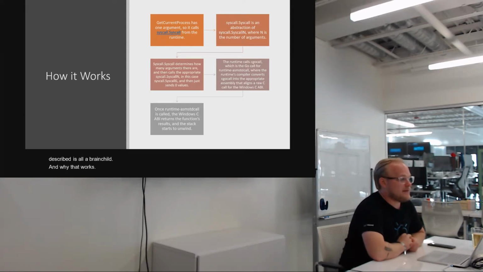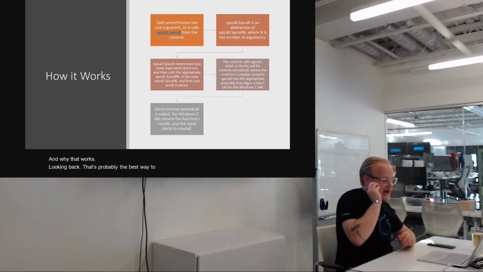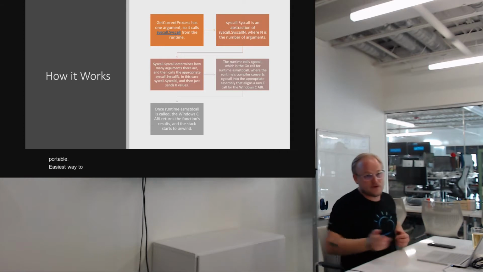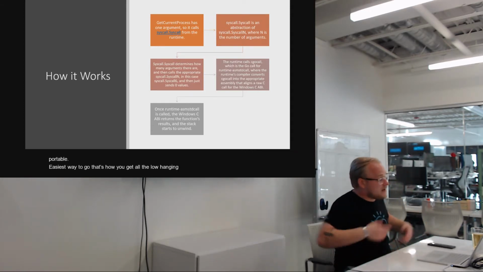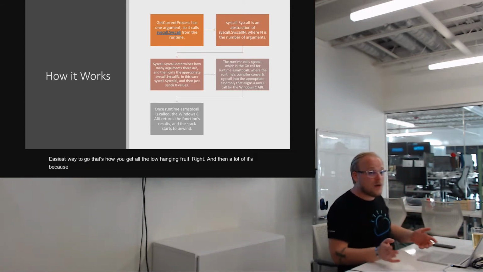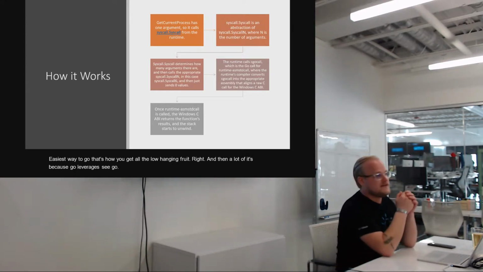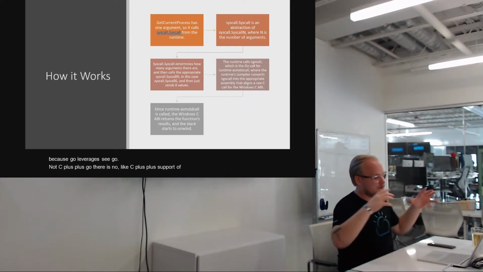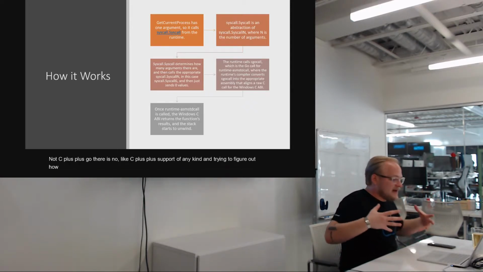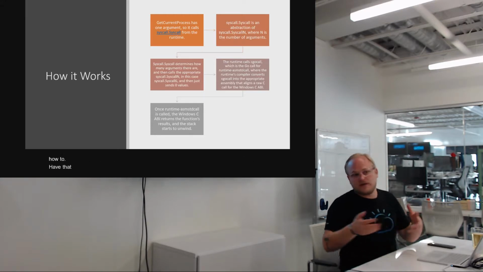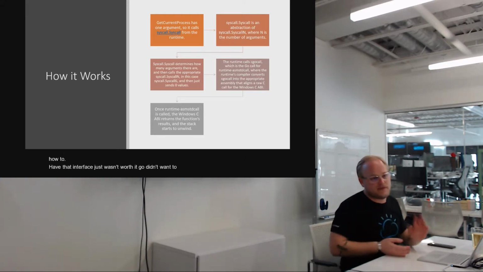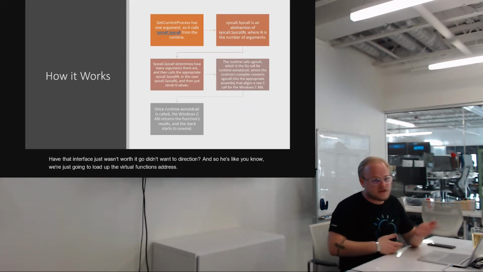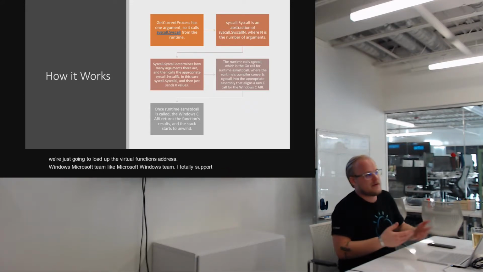Looking back, that's probably the best way to go about it, because it is the absolute most supportable, easiest way to go. That's how you get all the low-hanging fruit, right? A lot of it's because Go leverages CGO, not C++ Go. There is no C++ support of any kind, and trying to figure out how to have that interface just wasn't worth it. Go didn't want to go in that direction, so he said, we're just going to load up the virtual function's address. The Microsoft Windows team totally supports that. This is a supported way to go, so it's like, well, why not, right?